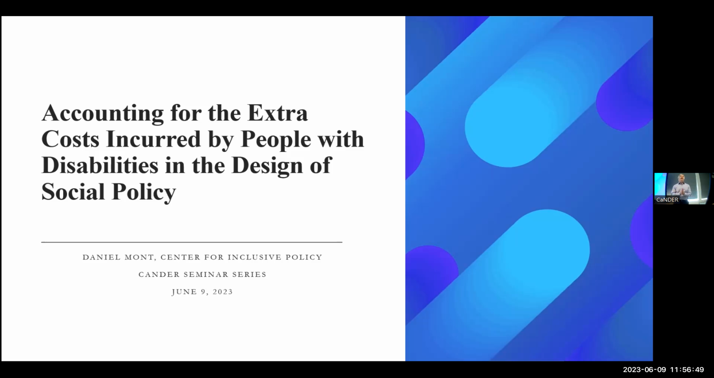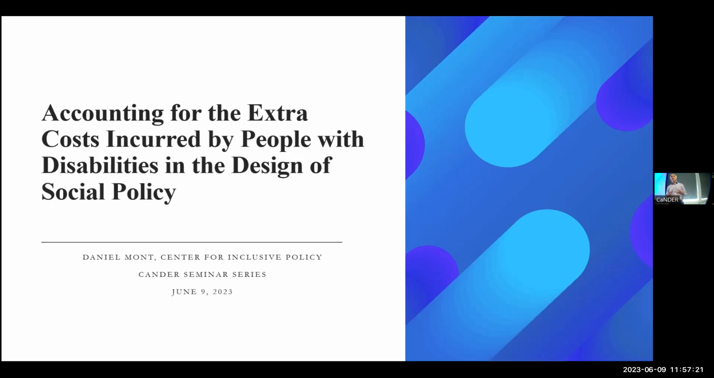Today, I'm going to talk about accounting for the extra costs incurred by people with disabilities in the design of social policy. As everyone here probably is aware, people with disabilities face extra costs of living. Whether they're goods or services, it can really affect how they live their lives. But most social policies don't account for that, especially social protection policies. They're designed in a way that treats everybody with a disability the same and doesn't understand the support needs and doesn't understand how to address them.